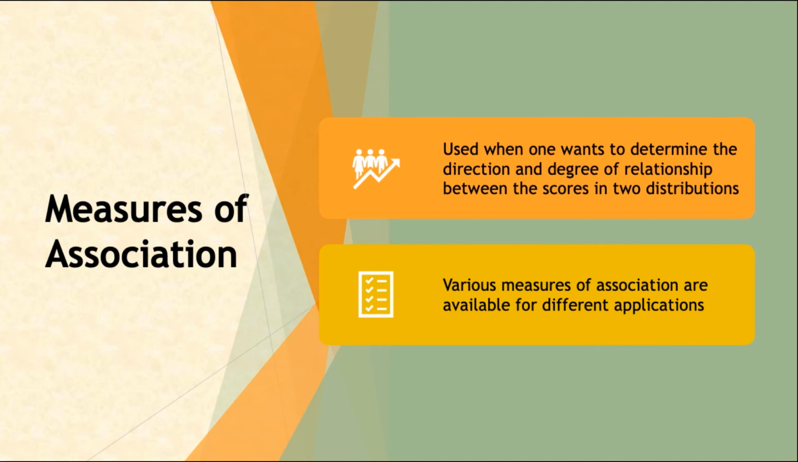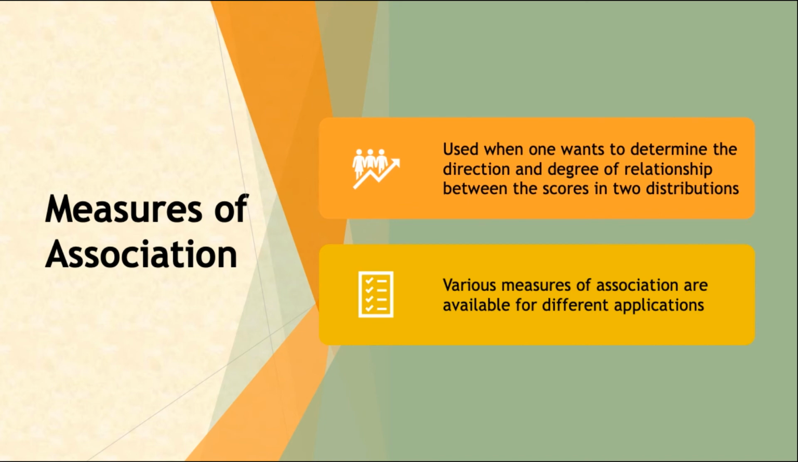So now we talk about measures of association. In some cases, you may want to evaluate the direction and the degree of relationship (correlation) between the scores in two distributions. For this purpose, you must use a measure of association. In coming slides we will discuss several measures of association along with the related topics of linear regression, the correlation matrix, and the coefficient of determination.